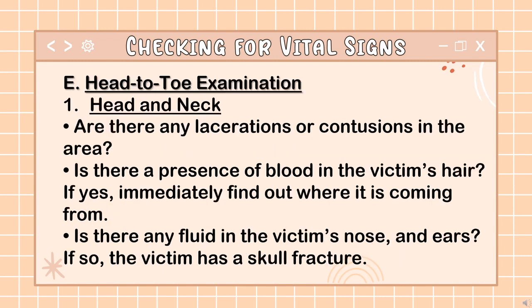Here are the things to consider in doing a head-to-toe examination. Let's first start with the head and neck. Are there any lacerations or contusions in the area? Is there a presence of blood in the victim's hair? If yes, immediately find out where it is coming from. Is there any fluid in the victim's nose and ears? If so, the victim has a skull fracture.